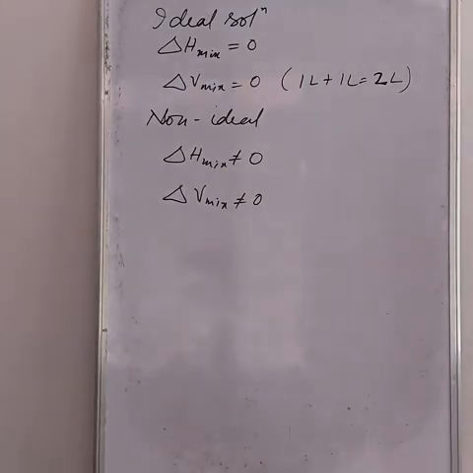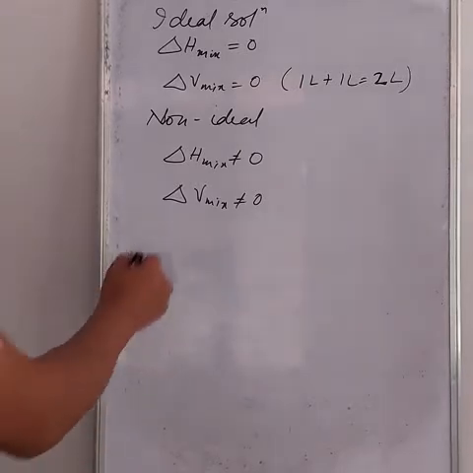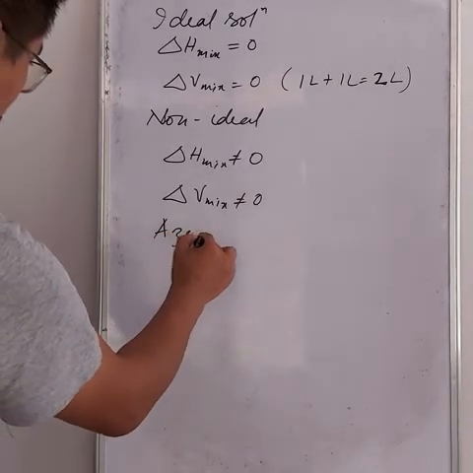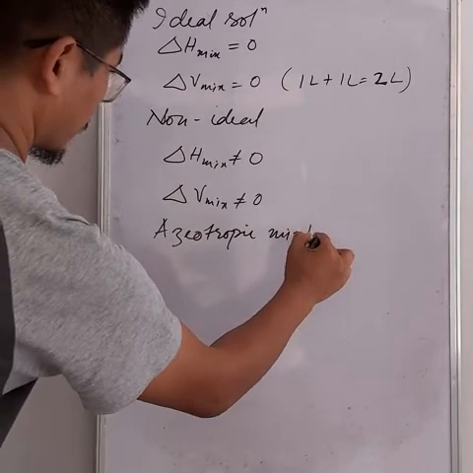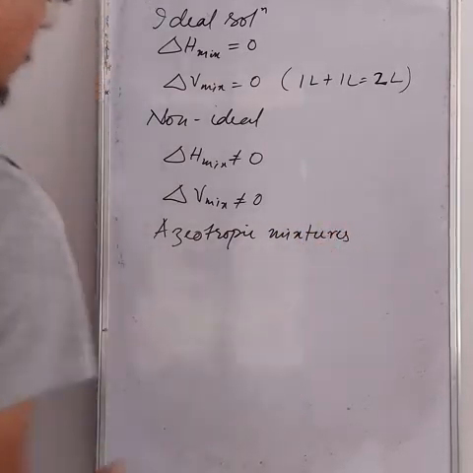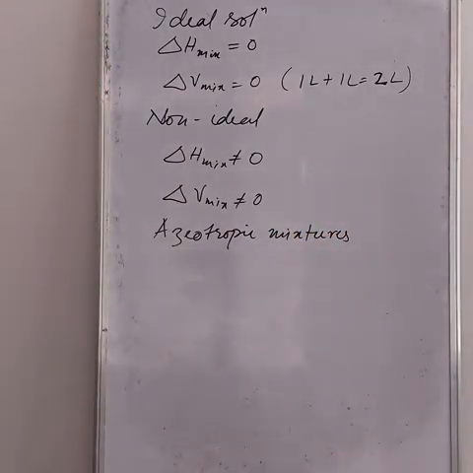So that's the difference between ideal and non-ideal solution. And we have another type of solution which we simply call the azeotropic mixtures. Now these azeotropic mixtures show very large deviation from ideality.